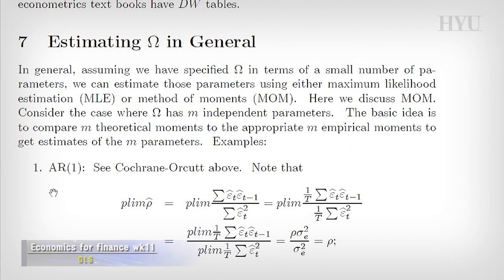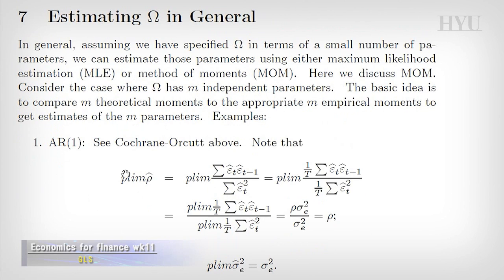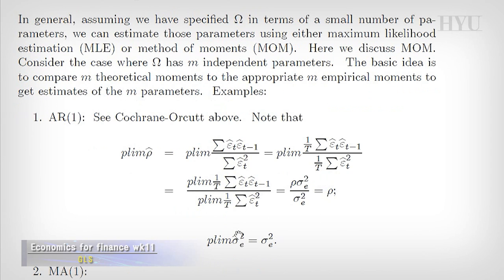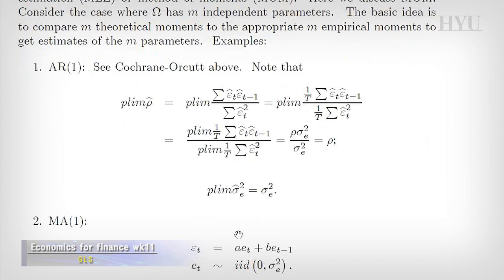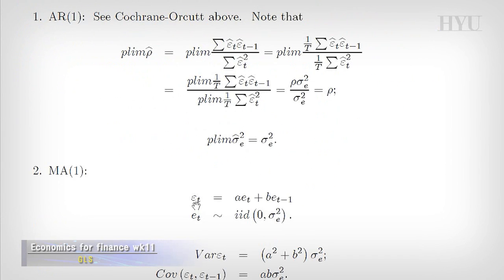An example is first the Cochrane-Orcutt procedure. Actually, you can ignore this part, and let's think about everything intuitively. For the AR(1) procedure, we can use the Cochrane-Orcutt procedure, and we already learned how to calculate this and this.